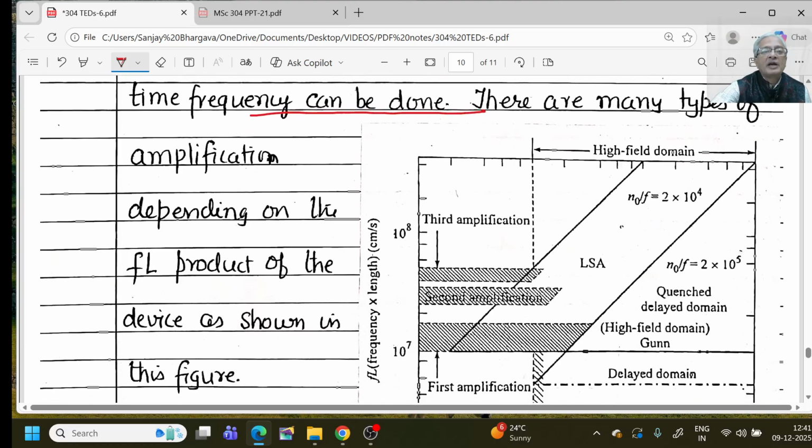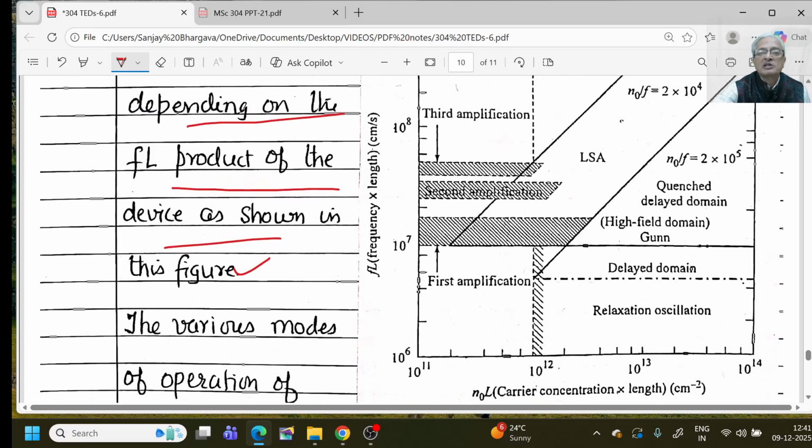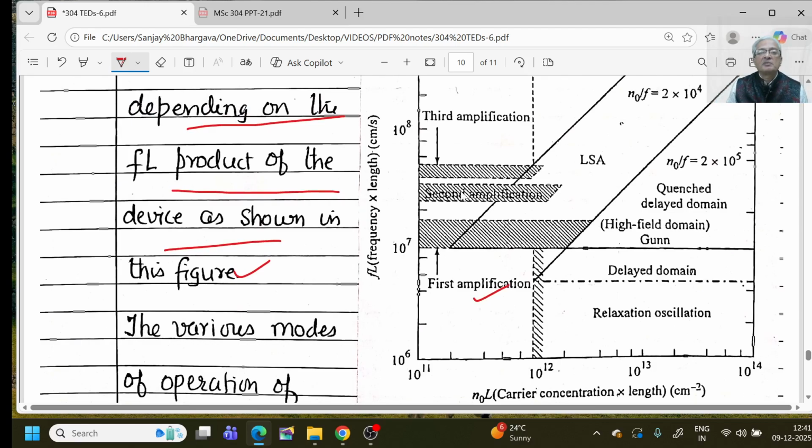There are many types of amplifications depending on FL product of the device as shown in this figure. तो बहुत सारे amplifications यहाँ पर possible हैं. जैसे हमने मार्क किया ना, ये फर्स्ट amplification, सेकंड amplification, थर्ड amplification.